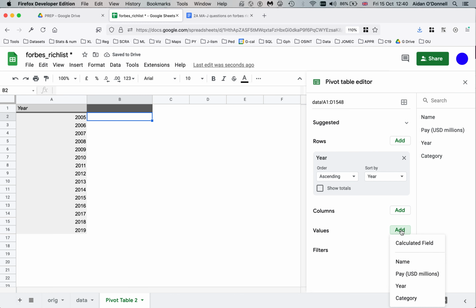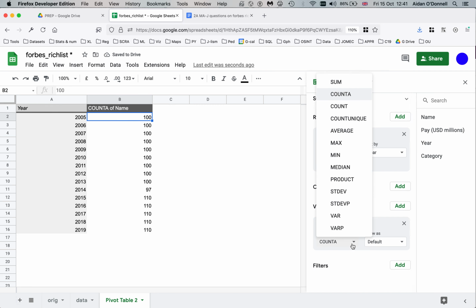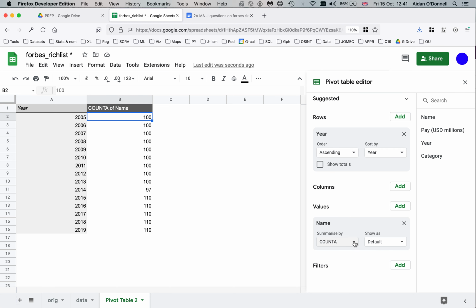So essentially we just want to count how many rows occur with 2005, how many rows occur with 2008. So it doesn't really matter what we put in the values. What's important is what we do with them. So let's say we just put in the name of people, and it's doing what we want automatically, which is we want it to count. And CountA is count all, so it deals with text and with numbers.